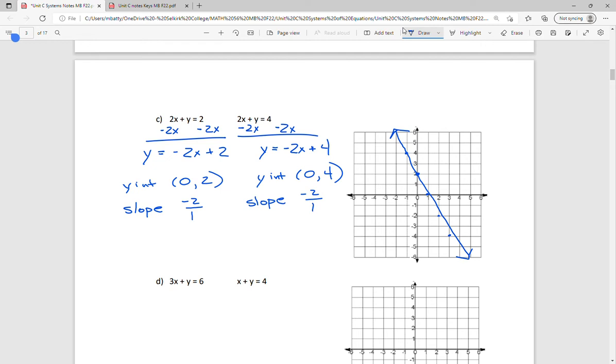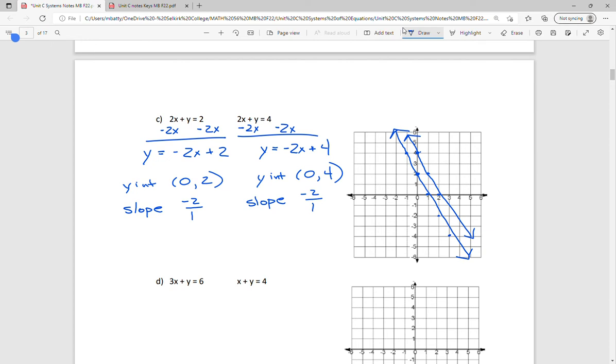Let's put this on the graph. So I'm going to go to 0 and 4 as my y-intercept. And then my slope tells me from that point, go down 2 and over 1. Down 2 over 1. If I draw this on the graph, oh wow, I am having a decent day with drawing lines. I actually have the same slope.